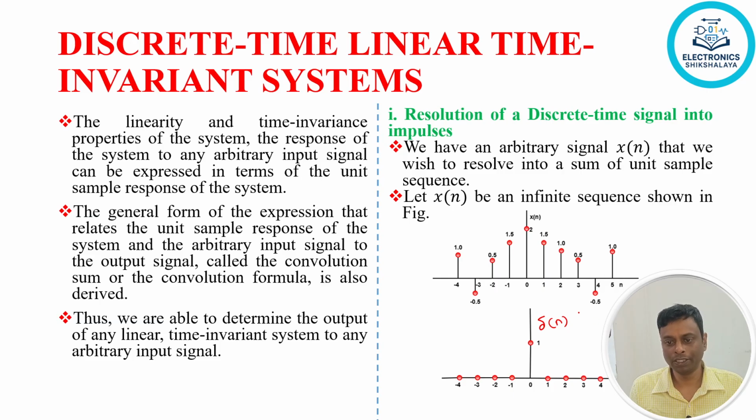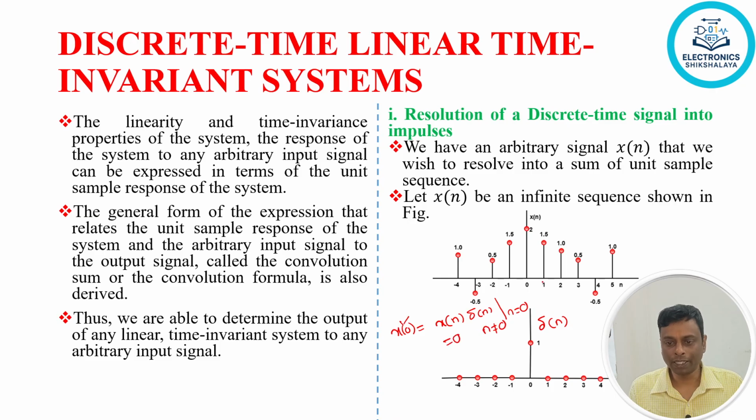We will see how each sample can be expressed using del of n. Suppose we express x of 0. x of 0 can be expressed in terms of del of n as x of n into del of n, where n equal to 0. When n equal to 0, that can be written as x of 0 and del of 0, and del of 0 equals 1. So I can write x of 0 in terms of del of n; it is x of 0 for n equal to 0, and 0 for n not equal to 0.